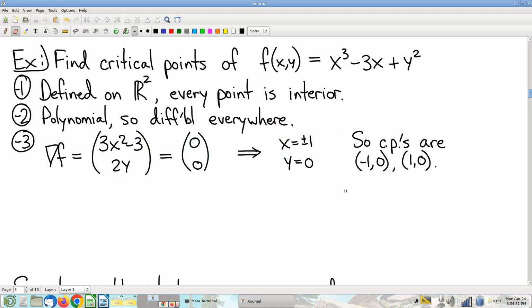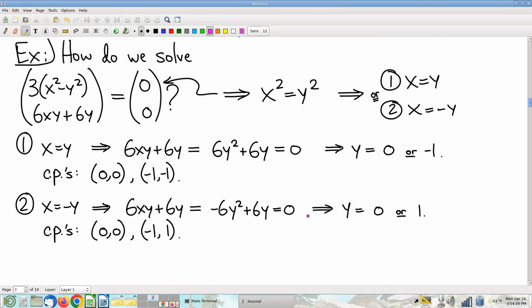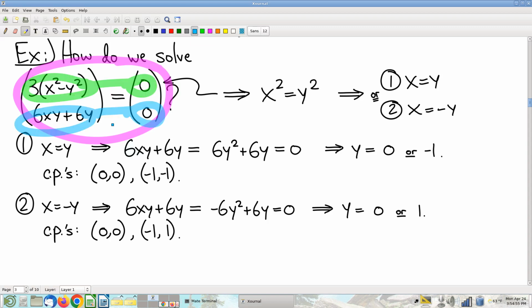Now, the algebra on this one was easy. There are some algebraic landmines to be careful with. That's the purpose of this example. Don't worry about what function this may or may not have come out of. But let's suppose this was how the vector algebra worked out, and I needed to solve this pair of equations: this is equal to 0, and this is equal to 0 too. How do I solve that?